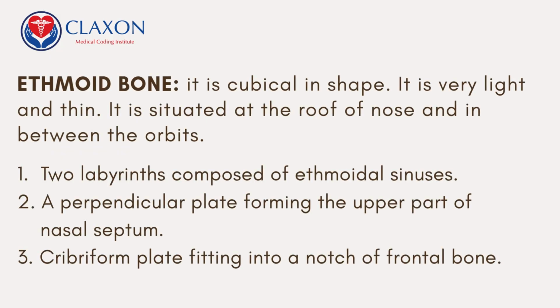Ethmoid bone. It is cubical in shape. It is very light and thin. It is situated at the roof of nose and in between the orbits. 2 labyrinths composed of ethmoidal sinuses. A perpendicular plate forming the upper part of nasal septum. Cribriform plate fitting into a notch of frontal bone.